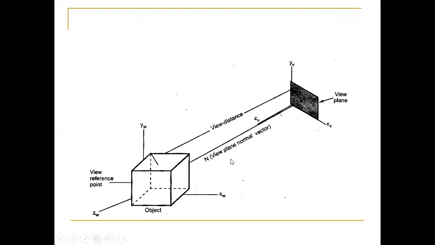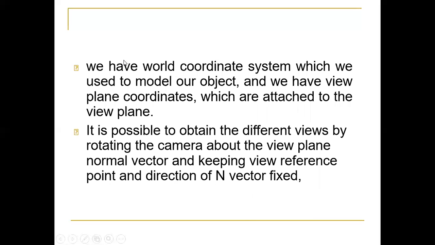What is view plane normal vector? The view plane normal vector is a line which is perpendicular to the view plane, and it is drawn from the view reference point. As we can see here, the view reference point is in terms of world coordinates, so we have xw, yw and zw as the coordinates for the view reference point. And we have one more point here on the view plane, which will have the coordinates xv, yv and zv because it is a point on the view plane. So we have the world coordinate system which we use to model our object, and we have view plane coordinates which are attached to the view plane.